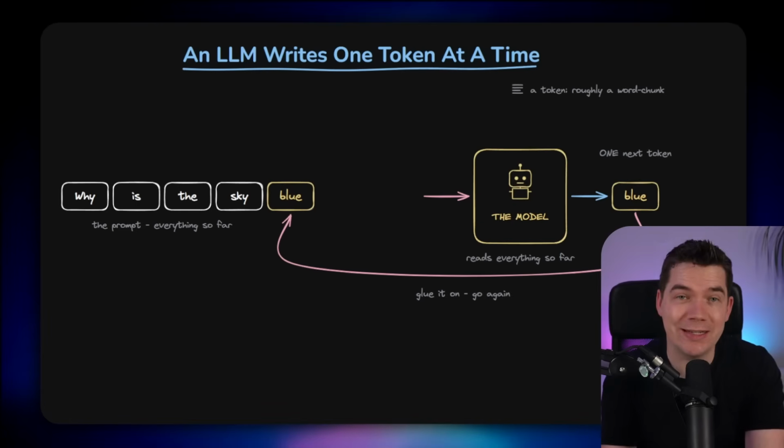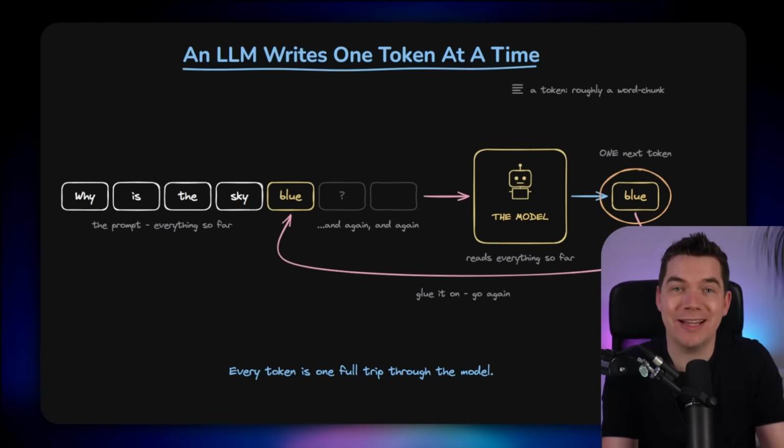And once generated, it glues that token onto the end of the text, feeds the whole lot back into itself, and predicts the next one. Around and around that loop goes, one token at a time, until the answer is finished. And that's what you see when you watch a reply streaming out onto your screen. You're watching that loop in action.